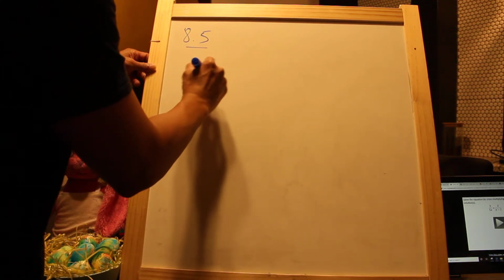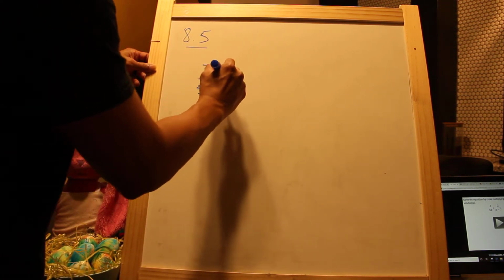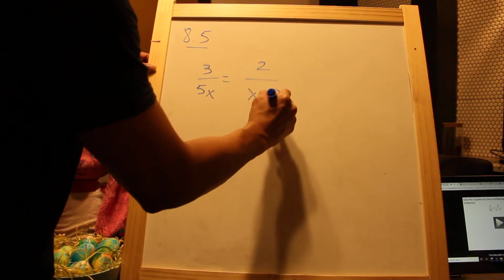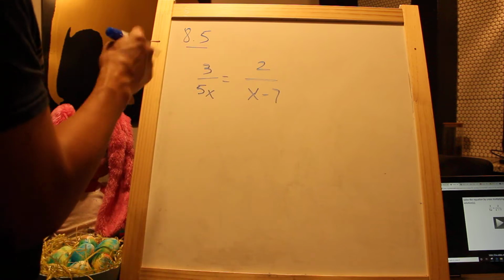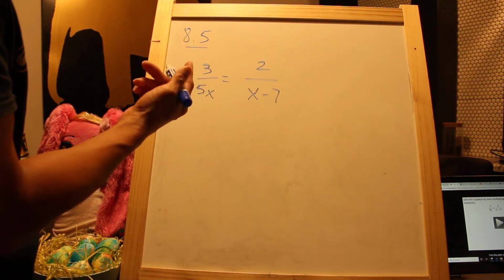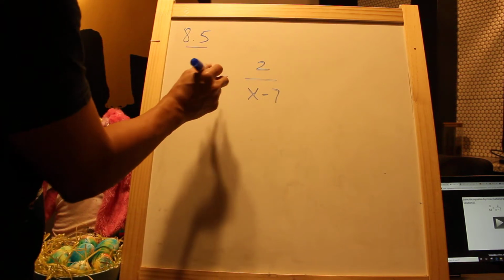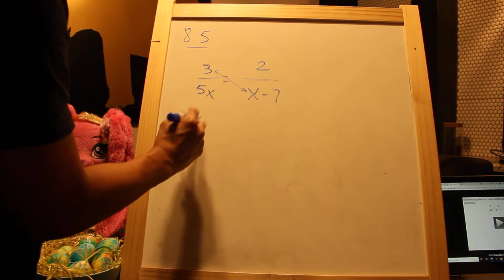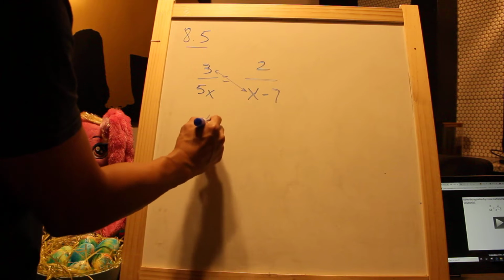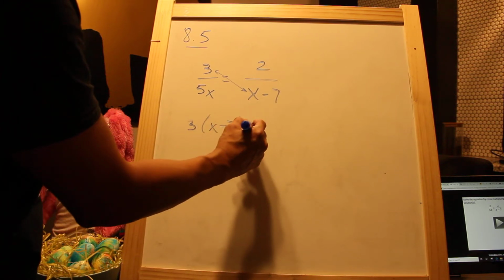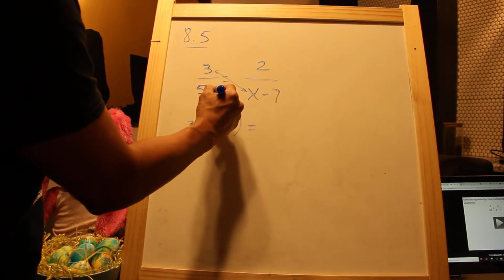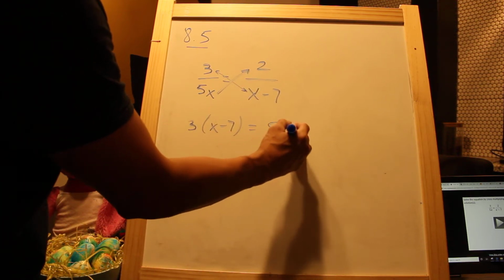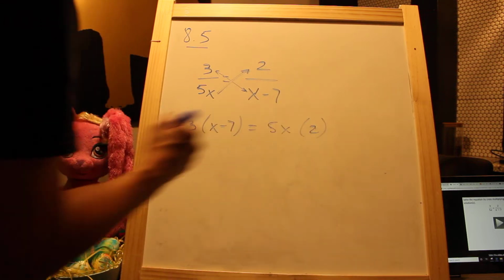If I have 3 over 5x equal to 2 over x minus 7, we're going to cross multiply here to start our solving method. So I'm going to multiply 3 times x minus 7, so I'll write it down here, 3 times x minus 7 equal to, and then I'm going to multiply 5x times 2 over here, and I'm going to get 5x times 2.